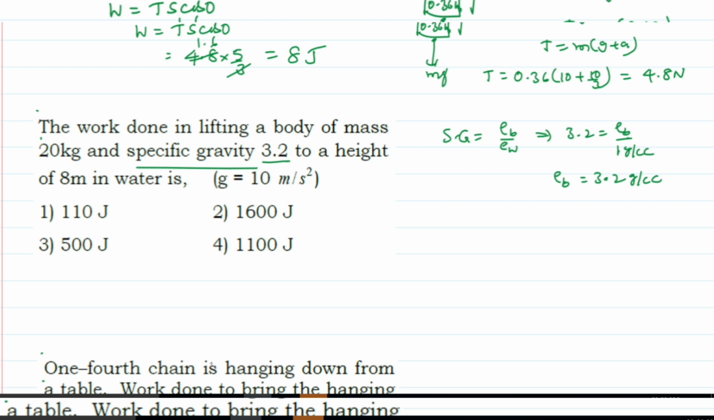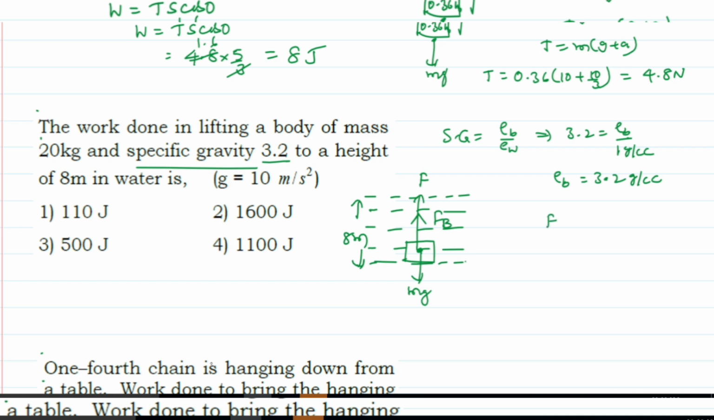Now you can see the work done to lift the body. Here you are taking the body inside the water. We are going to lift this body up to a distance of 8 meters. What are the forces acting on this body? The weight of the body acts downwards, and the upward forces are your applied external force along with the buoyancy force. So the net force, in the equilibrium position, is your external force plus FB, which is equal to mg.